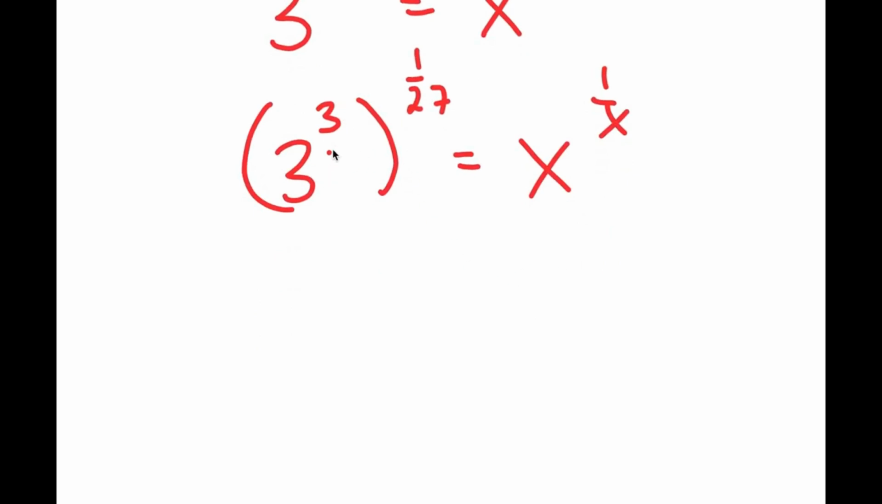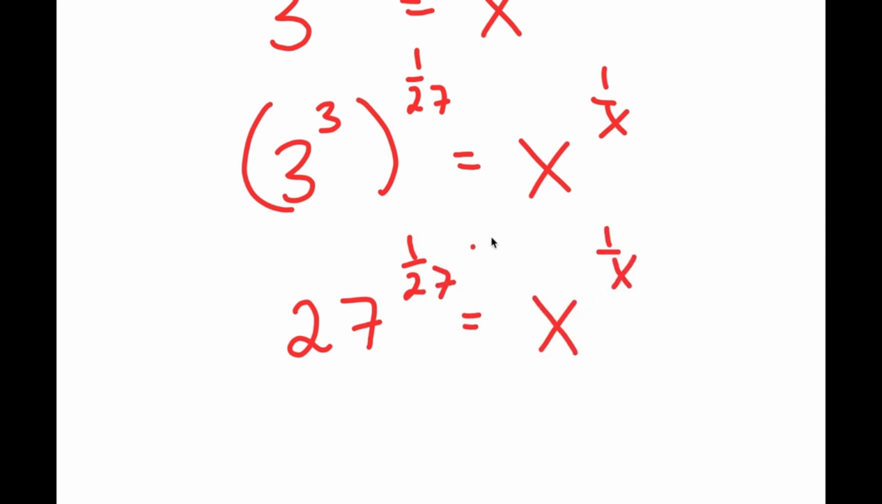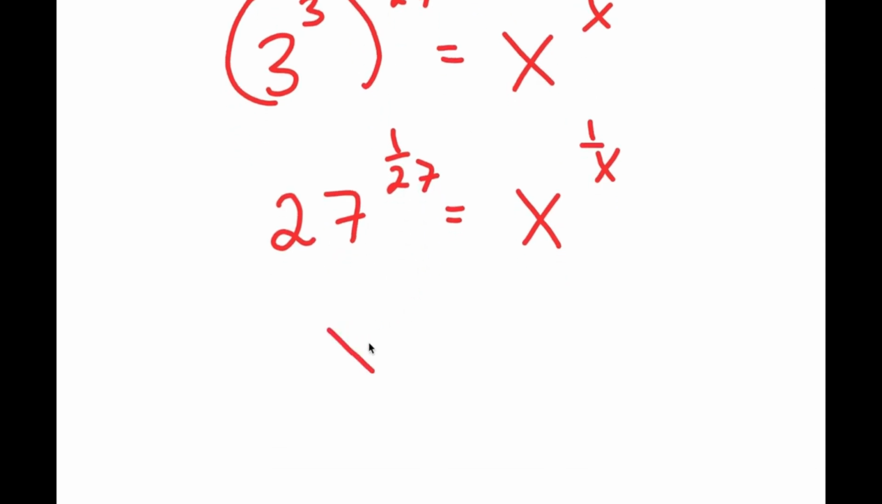And 3 to the power of 3, well, that's equal to 27. So I get 27 to the power of 1 over 27 is equal to x to the power of 1 over x. And notice how these two are in the same form. A number to the power of 1 over that same number, meaning x is equal to 27.